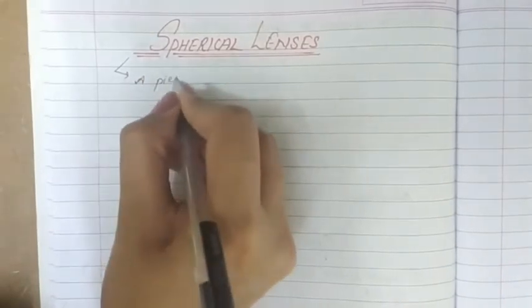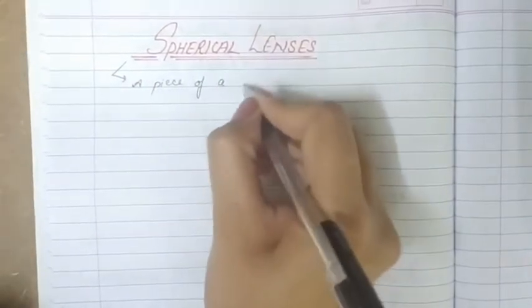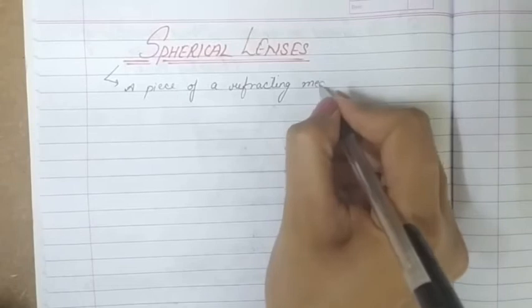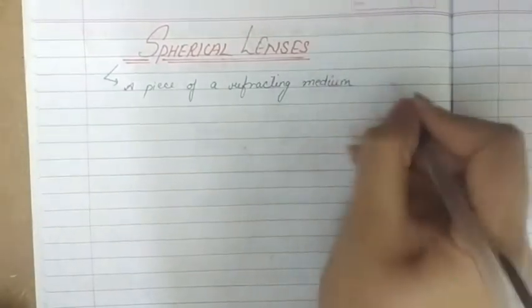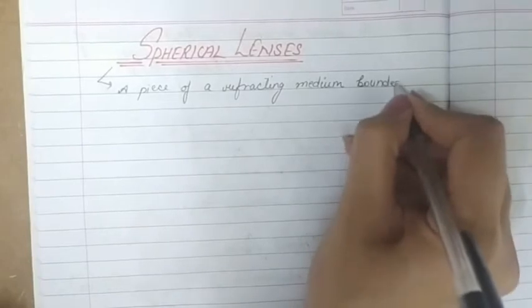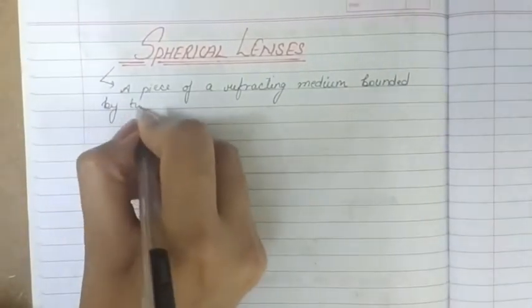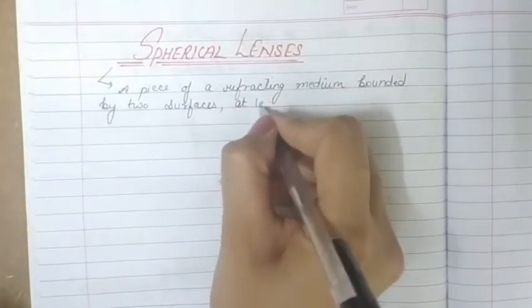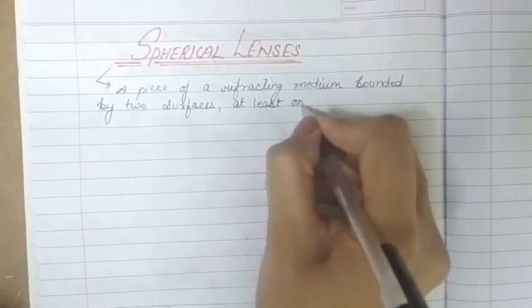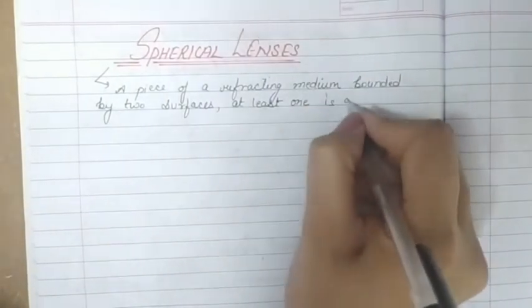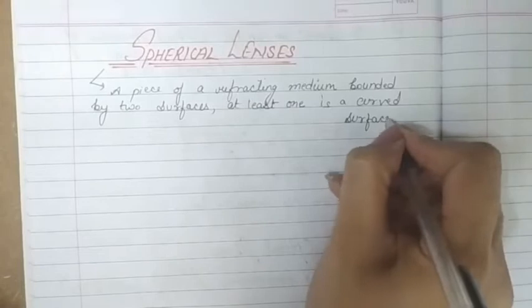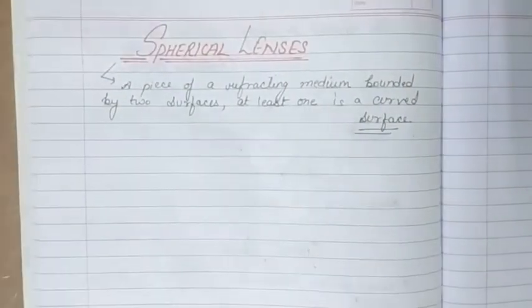So we can define a spherical lens as a piece of refracting medium bounded by two surfaces, at least one of which should be curved. At least one is a curved surface, only then can we call it a spherical lens. This is how we can define spherical lenses.